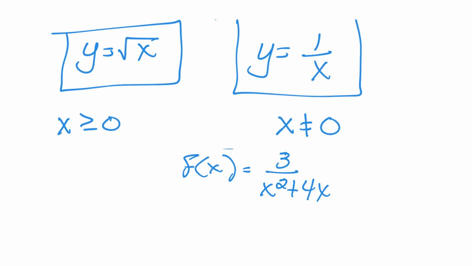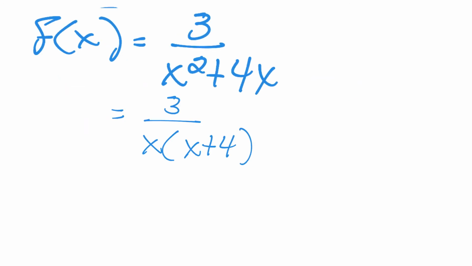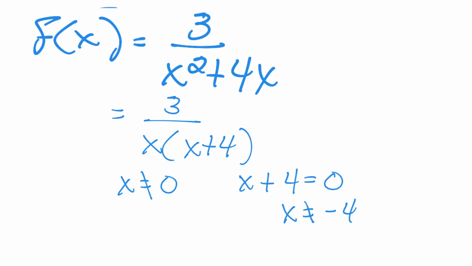So let's look at this one and figure out what the domain is on this. So again, it's a reciprocal function. It's in fraction form. So we concentrate on the denominator where we cannot have any x values that make the denominator equal to 0. So let's go ahead and factor the denominator. And then we use the zero product property. And so now we have x values that we cannot have.